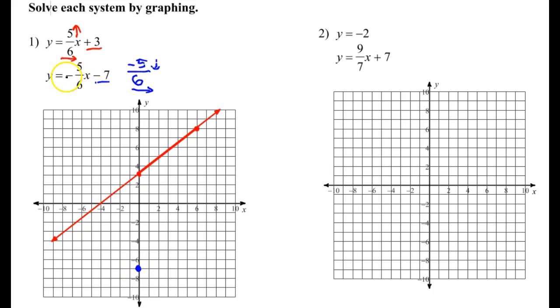But from here, you can't go down 5, right 6, right? So that means we should probably put the negative on the bottom. We should go 5 over -6. And that would mean up 5, left 6. So 1, 2, 3, 4, 5, and over 6. And there you go, there's the intersection.